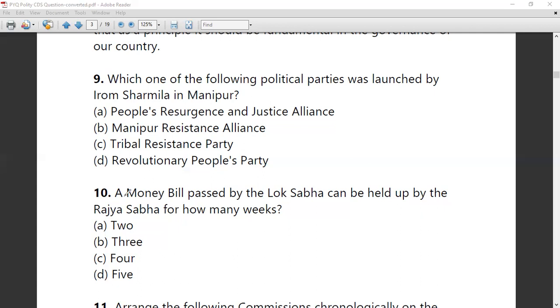See, question number 10 says a money bill passed by the Lok Sabha can be held up by the Rajya Sabha for how many weeks? Here the weeks are asked. So that is 14 days. 14 days means 2 weeks. 2 weeks is the correct answer. Option A is correct. All money bills must be returned by the Rajya Sabha within 14 days of receipt. So within 14 days the Rajya Sabha has to send the bill back, and then it will move to the President's chamber, and it will be passed once the President puts his signature on it. So this way the money bill is passed.